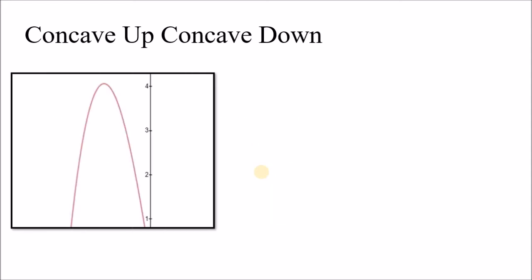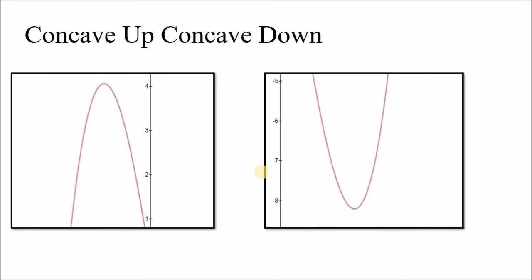Here's an illustration of concave up and concave down. When we say concave down, we mean that the graph of the function forms a mountain. When we say concave up, we mean the graph of the function makes a cup or a valley.